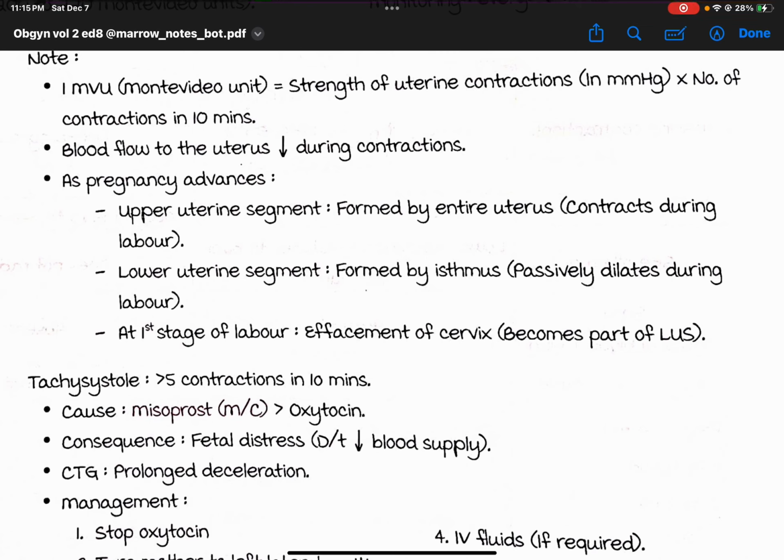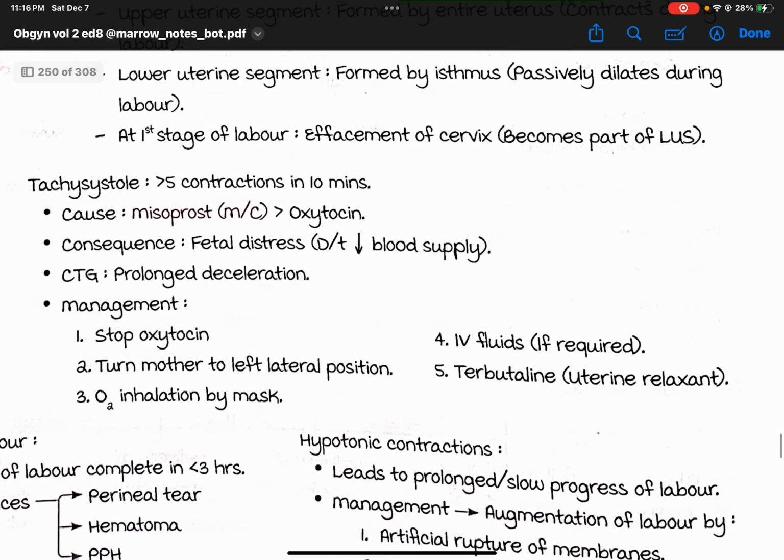So, blood flow in the uterus decreases during contraction. As pregnancy advances, the upper uterine segment, formed by the entire uterus, contracts during labor. The lower uterine segment, formed by the isthmus, passively dilates during labor. At the first stage of labor, effacement of the cervix becomes part of the lower uterine segment.